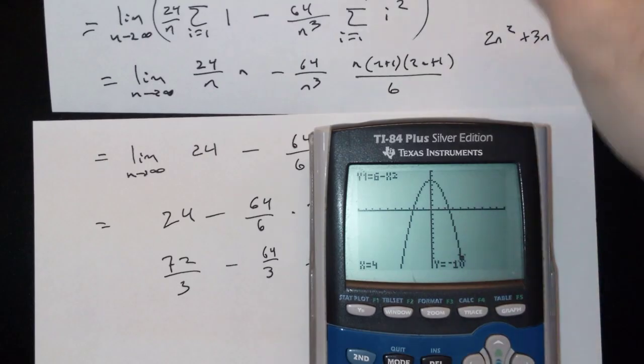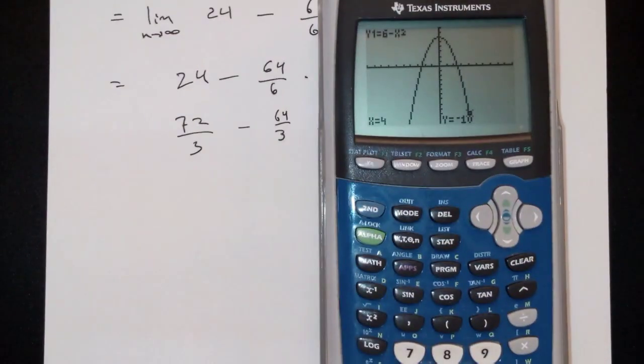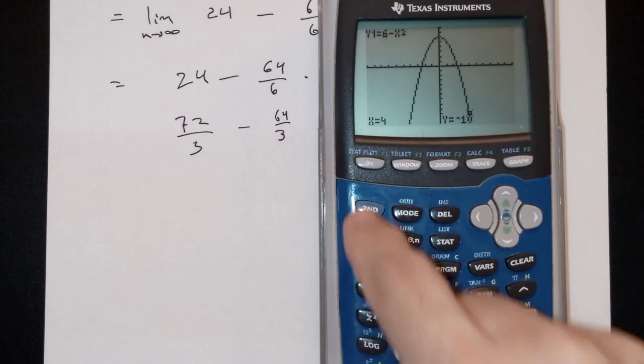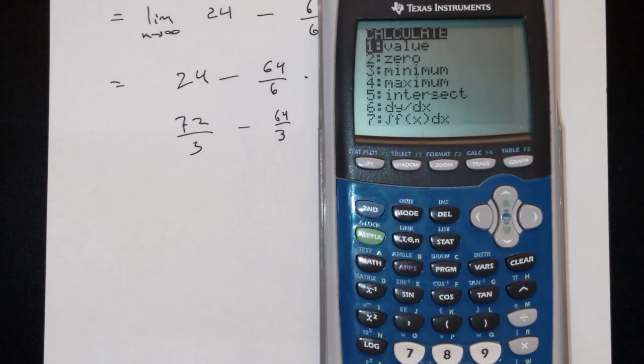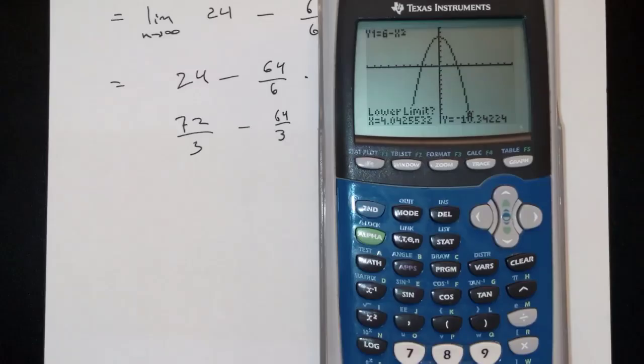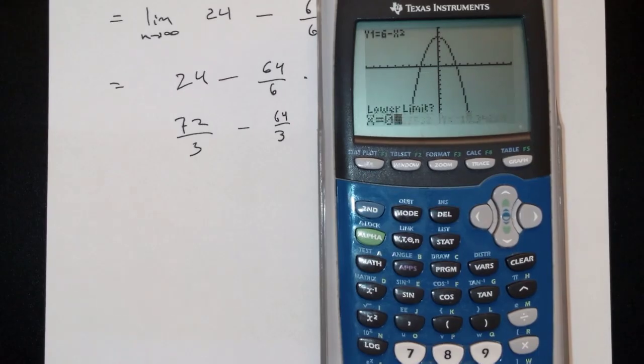Above trace, it says calculate. Yes. Hit second trace. Do you see something useful? Option number 7 looks like an integral. So I hit number 7. And what does it ask me for? What is my lower limit of integration? That's A. 0. It asks me for an upper limit. That's B. 4.